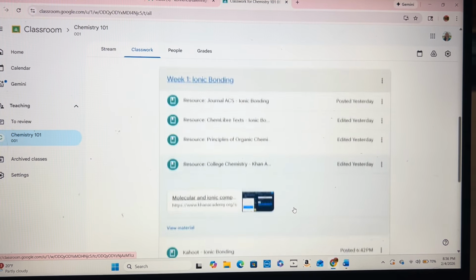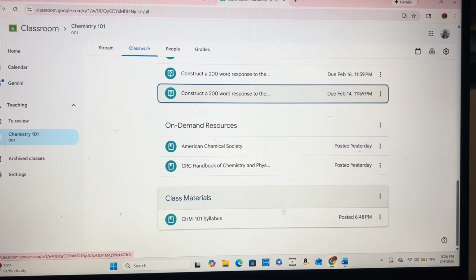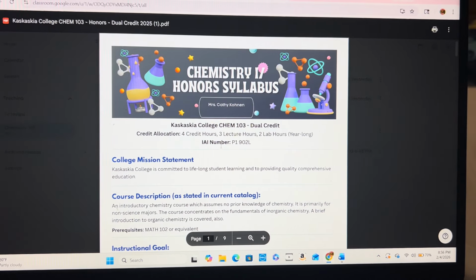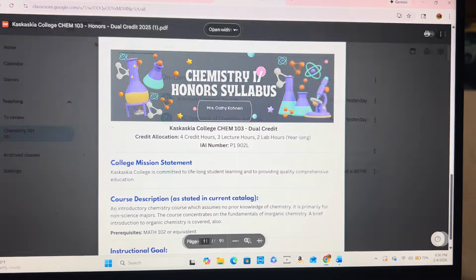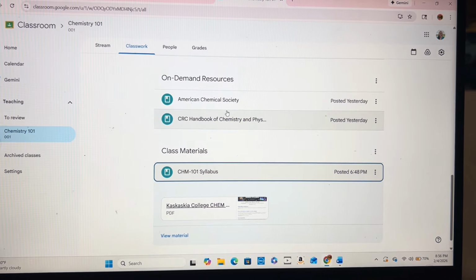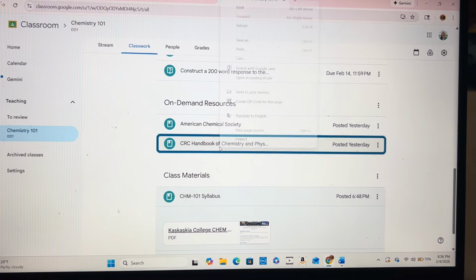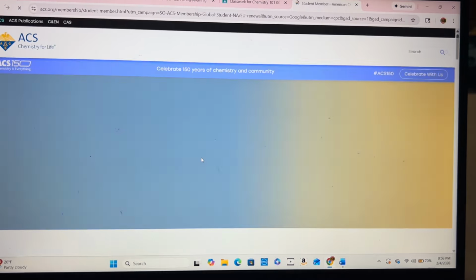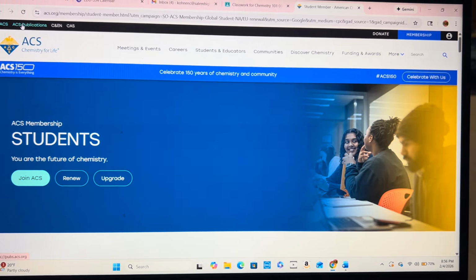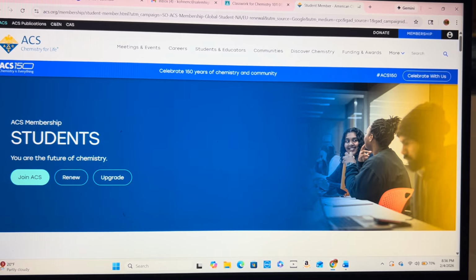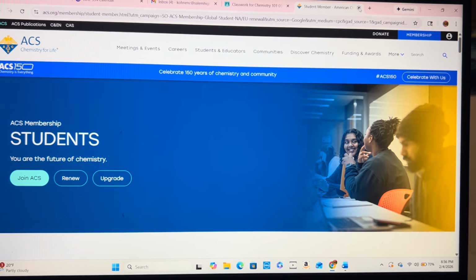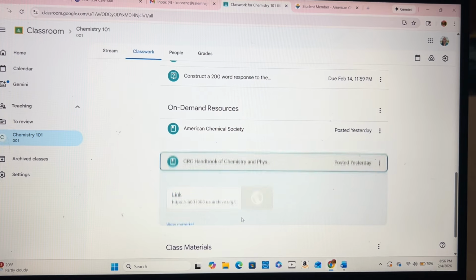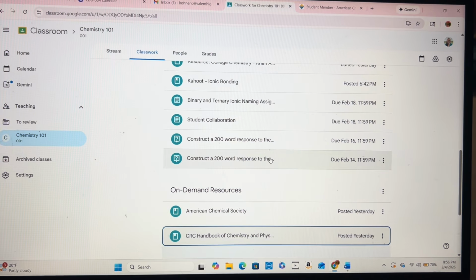Now, going into the classwork portion, you can see I do have class materials that has access to my syllabus. From there, I do have some on-demand resources linked in. There's a link to the American Chemical Society webpage for students in Chemistry 101, as well as access to the CRC Handbook of Chemistry and Physics.